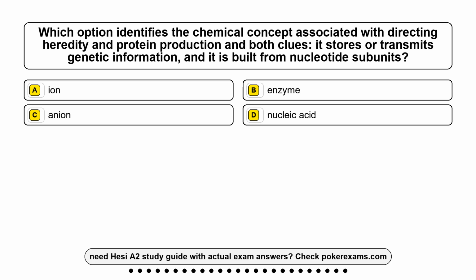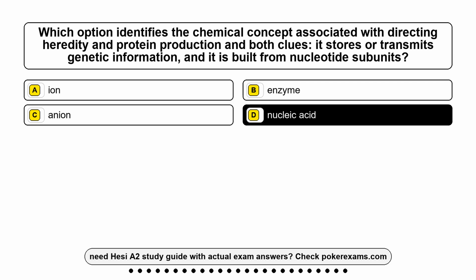Question 13. Which option identifies the chemical concept associated with directing heredity and protein production? In both clues, it stores or transmits genetic information, and it is built from nucleotide subunits. Option A, ion. Option B, enzyme. Option C, anion. Option D, nucleic acid. The correct answer is option D, nucleic acid.